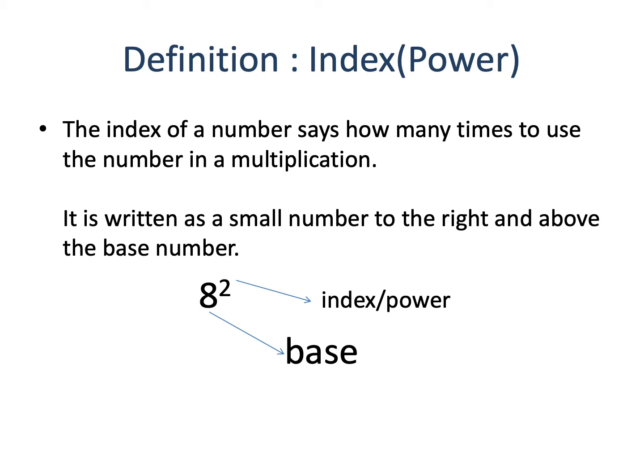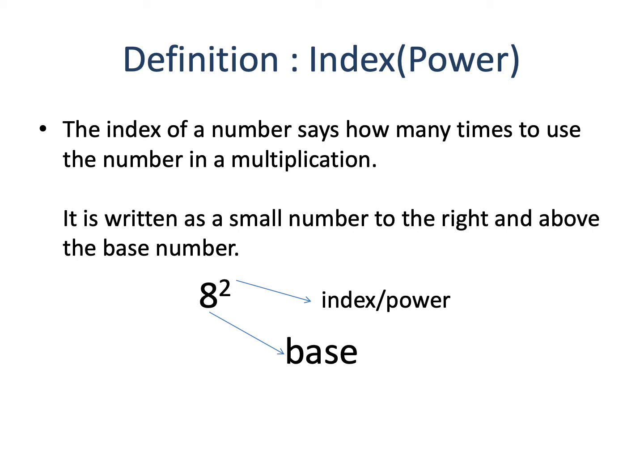So the number representing the index refers to how many times you use that number in multiplication. And how is it written? It is written with a base number, and to the above and right of the base number, you write the index or the power.